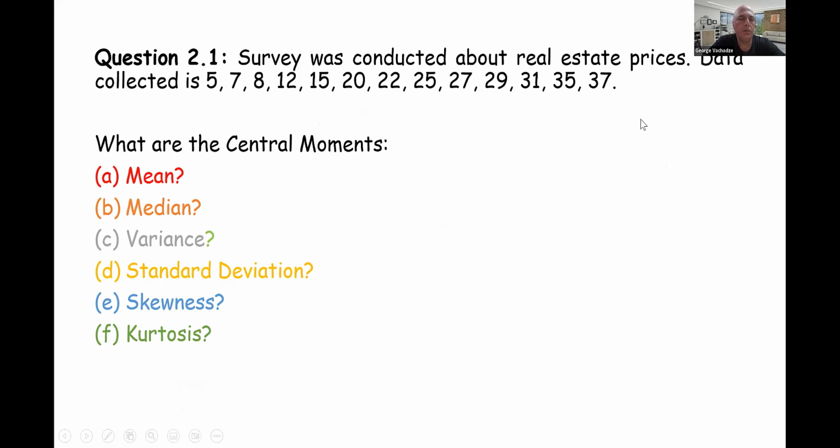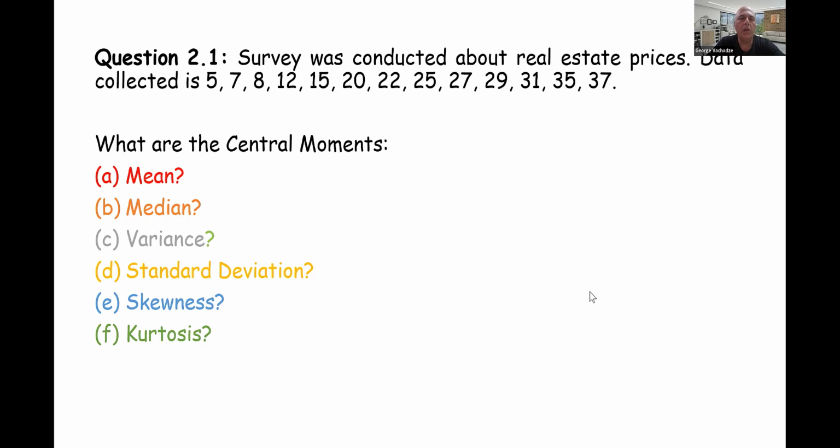Hi, in this tutorial, I will review question number 1 from chapter 2, which basically asks how to find central moments if you have the survey data. Our data consists of 13 observations, and we need to find central moments like mean, median, variance, standard deviation, skewness, and kurtosis. Let's start with the mean.